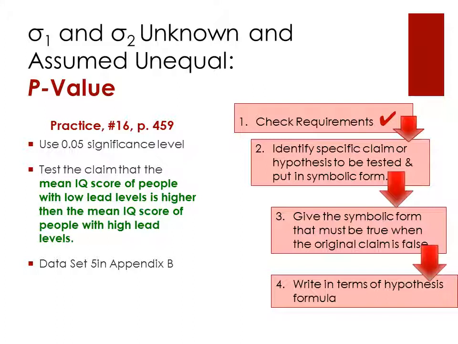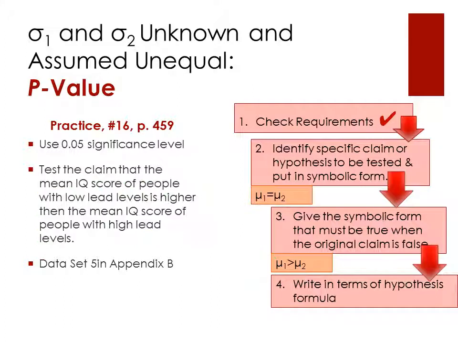Then we need to put that in terms of a symbolic formula. So that is going to look like this: mu1, group 1 being the individuals with low levels of lead, and group 2 being the individuals with high levels of lead. So we're assuming mu1 is going to be greater than mu2. And then we're going to set our null to the equals value.